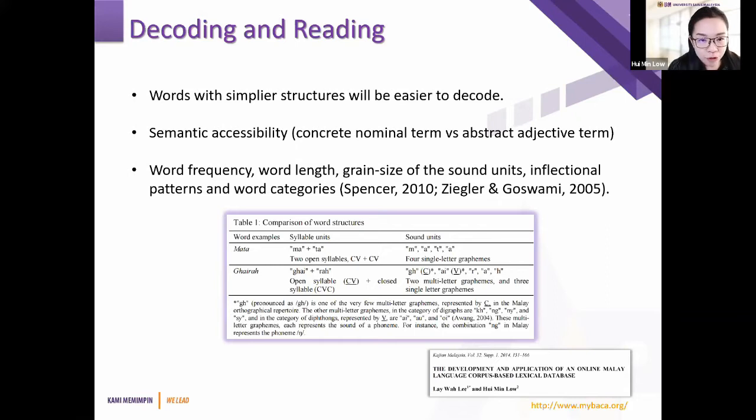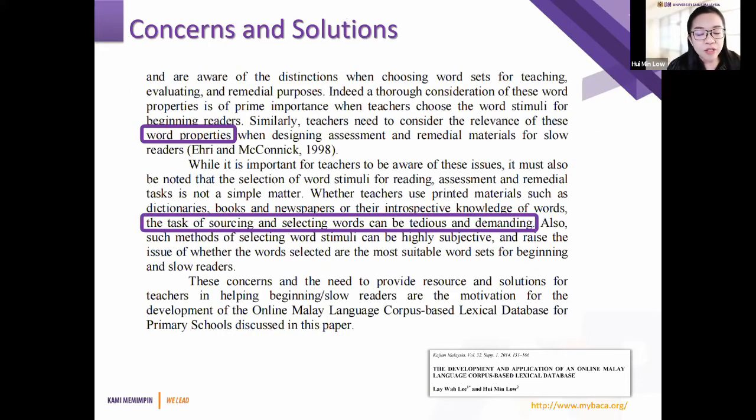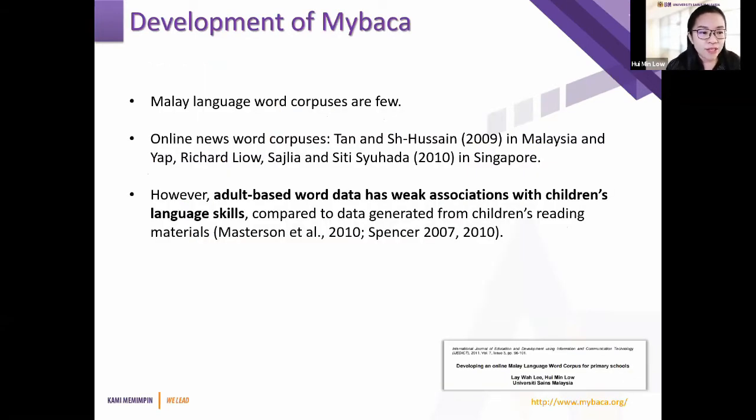But we were making a lot of assumptions without a word corpus, and we felt that the process was very subjective. Based on these concerns, that we have to consider so many word properties, and the task of sourcing and selecting the words for the intervention program was rather tedious and demanding. At that point in time, we thought that if there is a word corpus that can provide us with the information that we need, and help us make informed choices when we select the words for the intervention program, that would be so great. So we did a literature search, and we browsed the internet, and we realized that Malay language word corpora were relatively few.